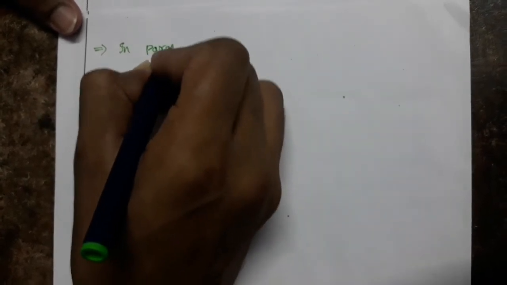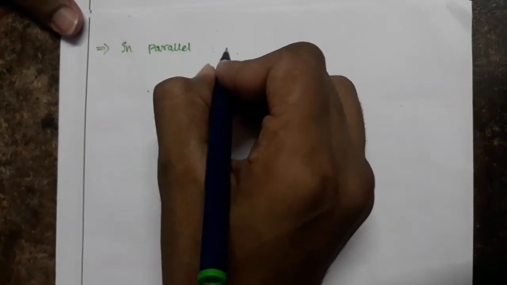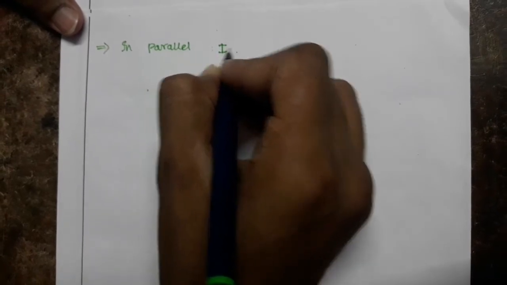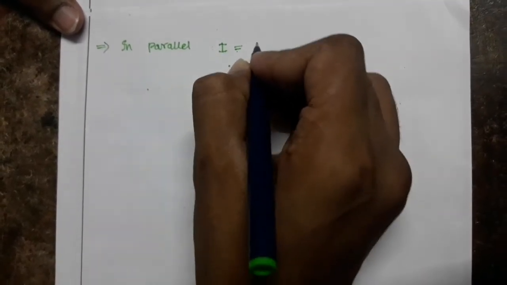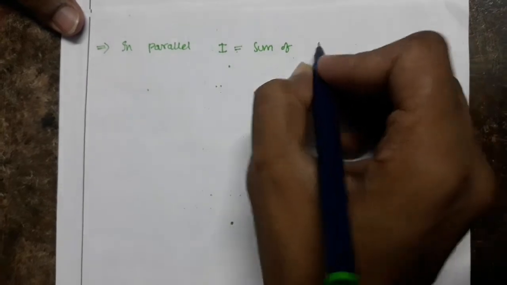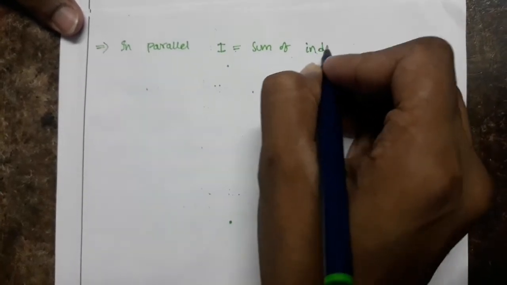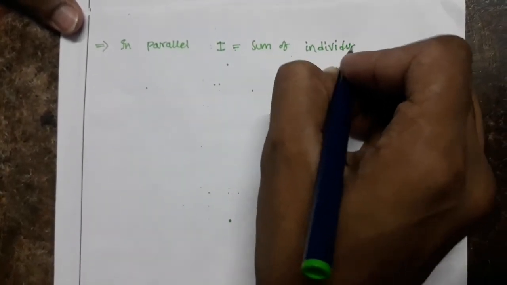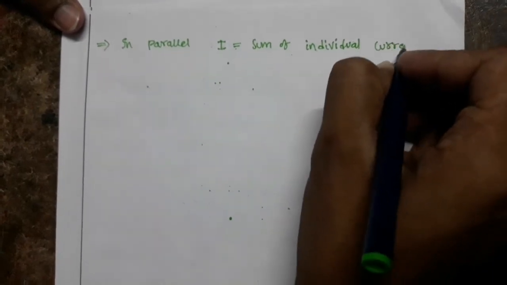Coming to the next point, in parallel the total current I is equal to the sum of individual currents, that is the branch currents.